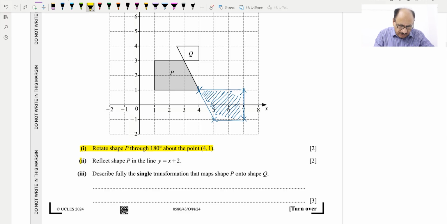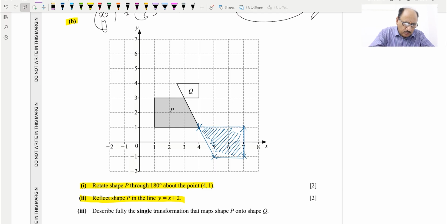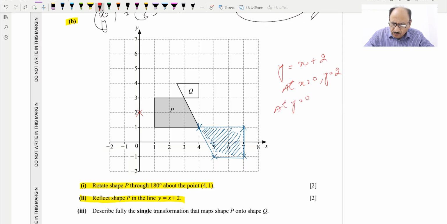Next part, they are saying reflect the shape P in the line y is equal to x plus 2. Now y is equal to x plus 2 is the line which we need to draw first. At x is equal to 0, y will be equal to 2. So 0 and 2 is this point, and at y is equal to 0, we can write 0 is equal to x plus 2, so x is equal to minus 2. So our point will be minus 2 and 0, so minus 2 and 0 is this point. Now we just need to draw the line.